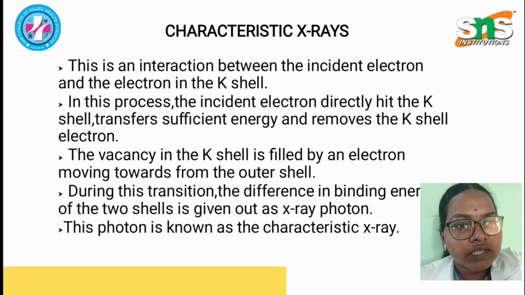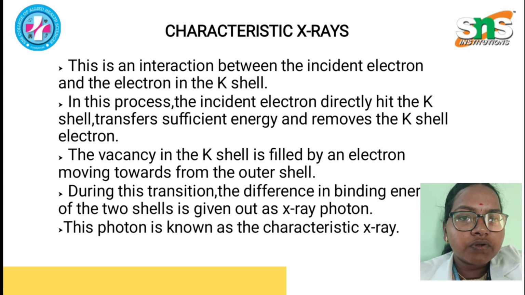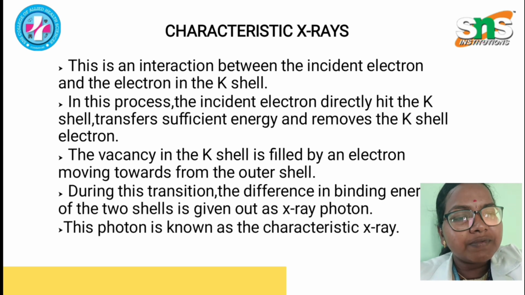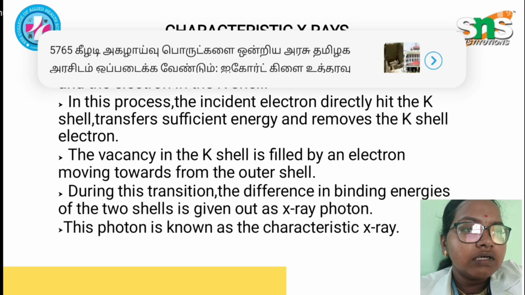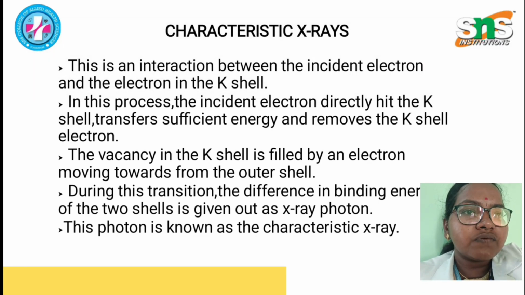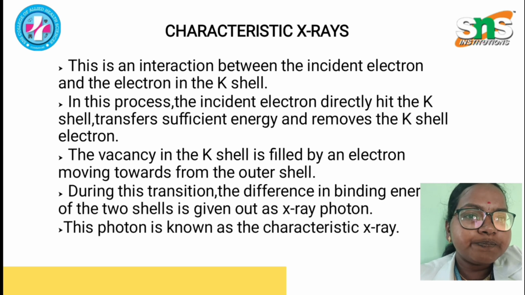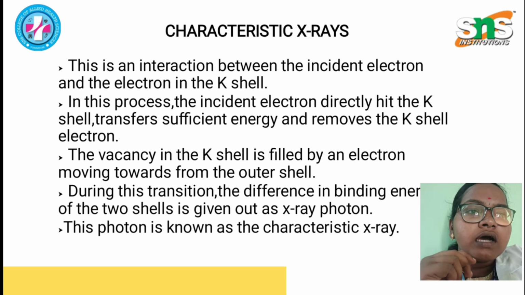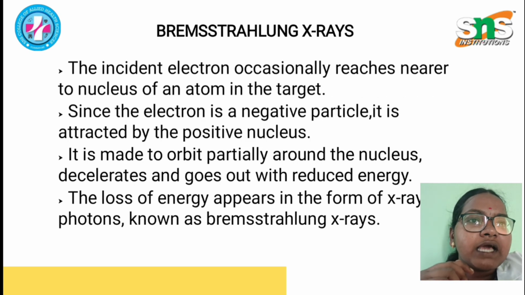And here come the characteristic X-rays. How are characteristic X-rays produced? Characteristic X-rays are produced by interaction between the incident electron and an electron in the K shell. The incident electron directly interacts with the K shell, transfers sufficient energy, and removes the K shell electron. The vacancy in the K shell is filled by an electron moving from the outer shell to the inner shell, and during this transition the difference in binding energy of these two shells is given off as X-ray photons, known as characteristic X-rays.